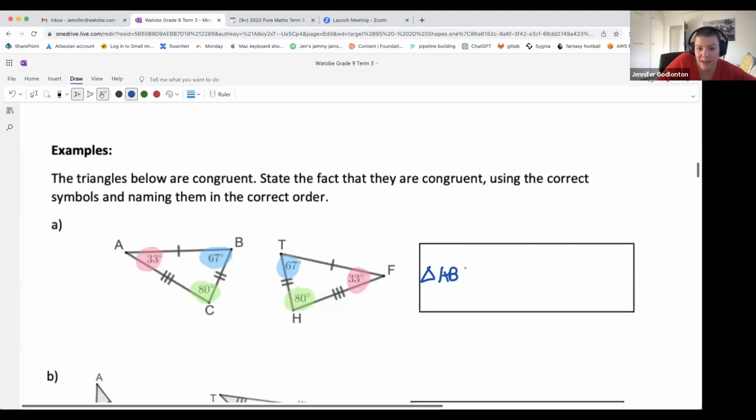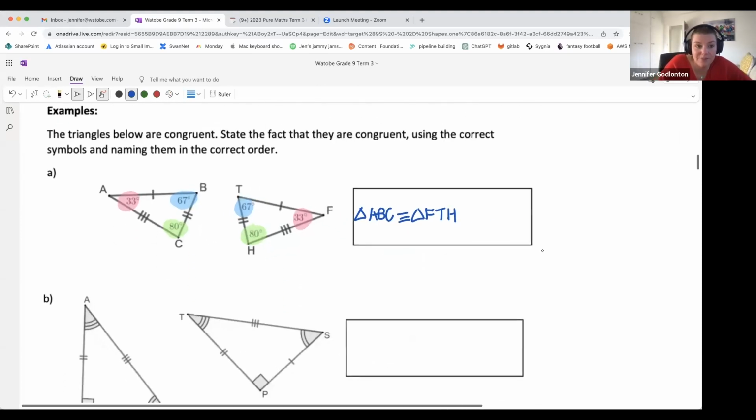Okay, so triangle ABC is congruent to triangle, and now we need to match those colors, right? So my first one was pink, so now we're going to do F. Then my next one was blue, so I'm going to do T, and then my last one was H. So I'm going to do H. Okay, cool. I see that you guys are picking it up nice and quickly. That's amazing. Good. All right, I'm just going to leave that there as an example.